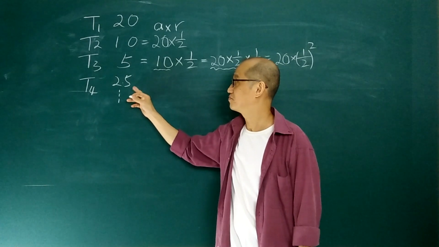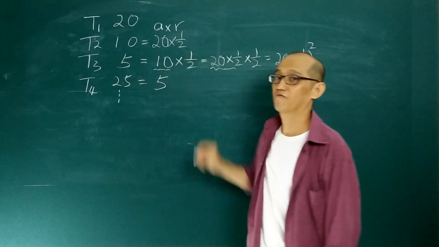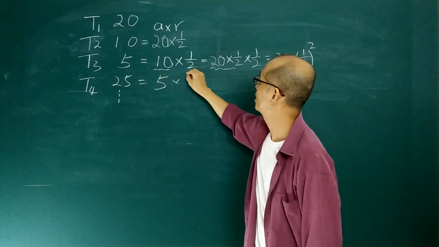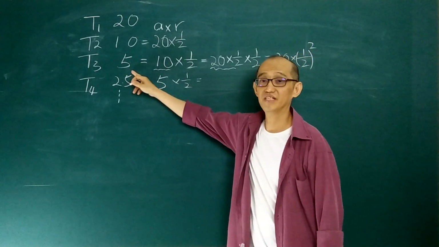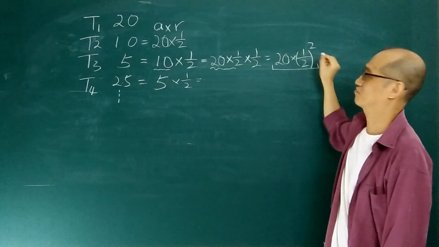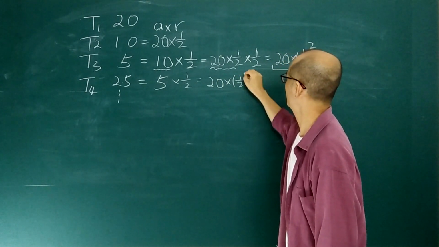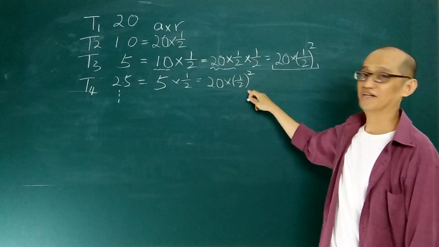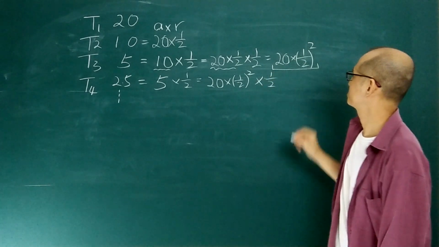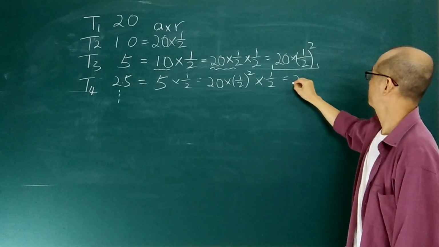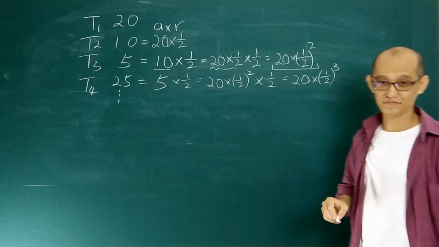We get the fourth term by multiplying the third term, 5, by 1 over 2. But this 5 is also 20 times 1 over 2 squared. This one is 5 times this 1 over 2, and we get 20 times 1 over 2 cubed.